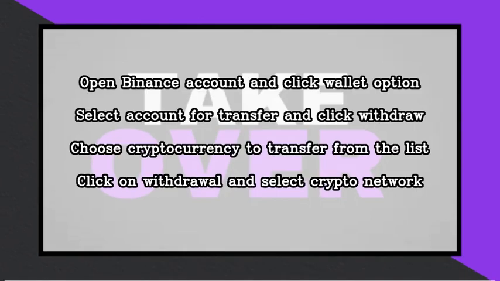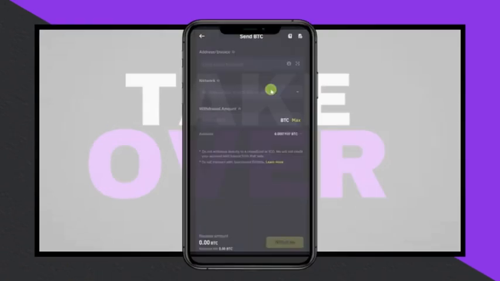This will take you to a screen where you need to click on the Withdrawal option, and then select the Send via Crypto Network option.